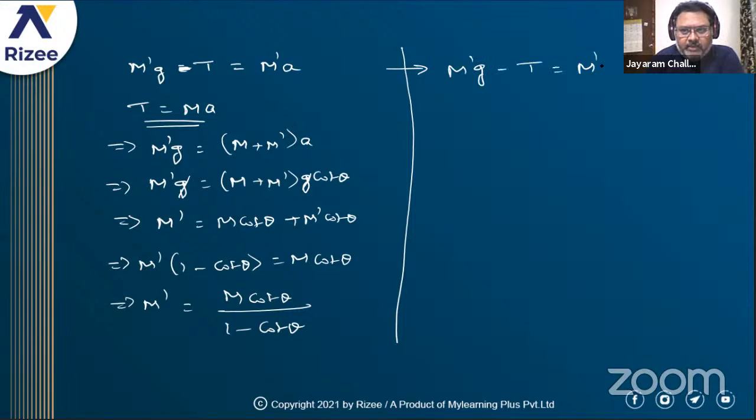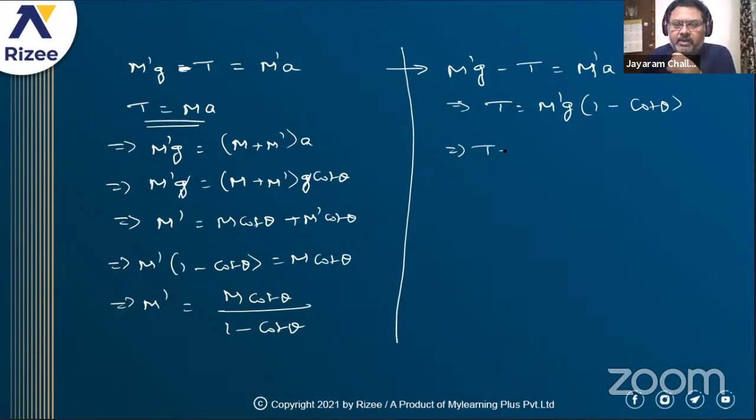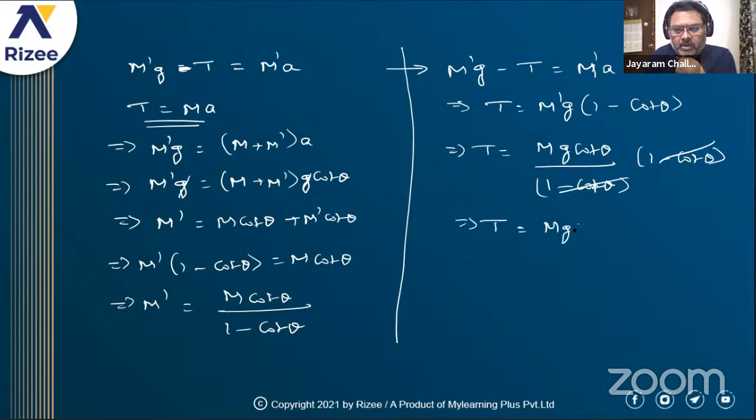m dash is equal to m dash into acceleration here. So we can substitute the acceleration over there. From that one, T can be written as m dash into g of 1 minus cot theta. Then if I substitute the m dash value here, m dash is mg cot theta by 1 minus cot theta, this will be the 1 minus cot theta. We remove these two things. So from this one, tension T is equal to mg cot theta. So this is your tension value.